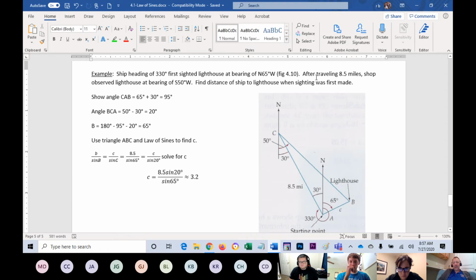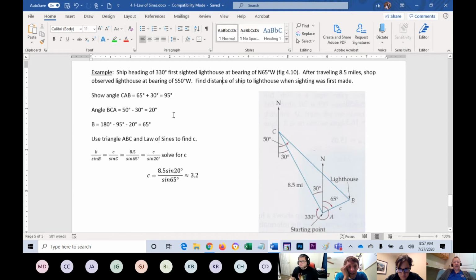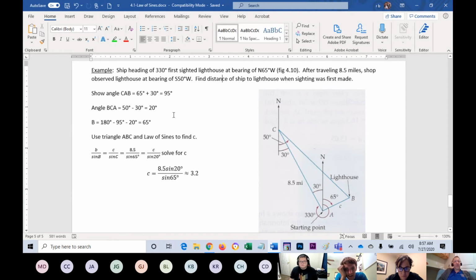After traveling 8.5 miles, the ship observed the lighthouse bearing at south 50 degrees west. Find the distance of the ship to the lighthouse when the sighting was first made. Okay. Now, I know this is confusing, and so we're just going to go through this piece by piece. And honestly, I don't know that I'm going to do a lot of these, but we'll do it this time.